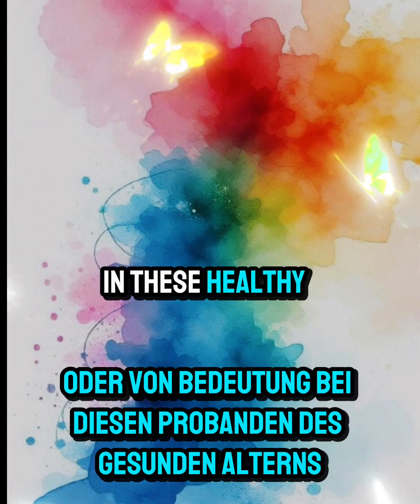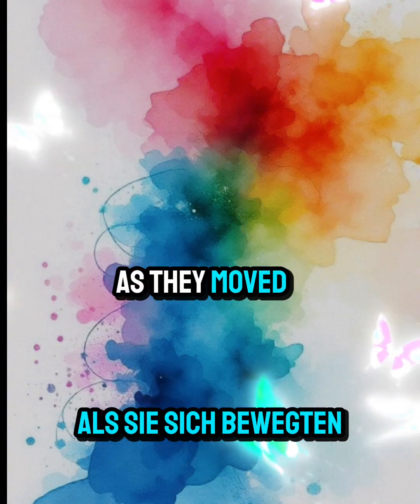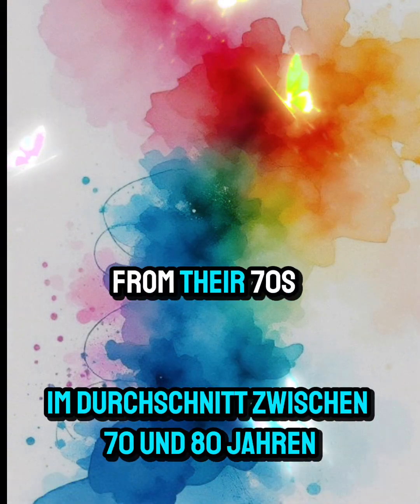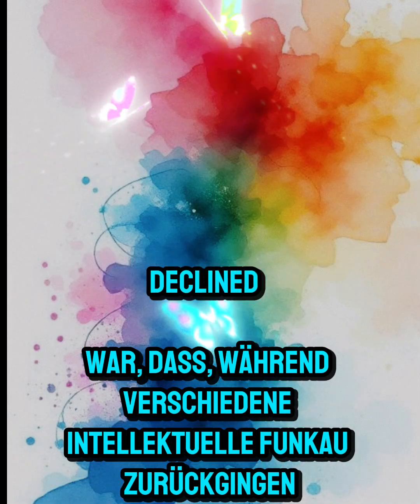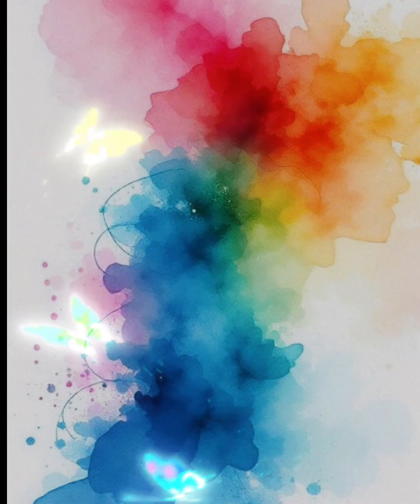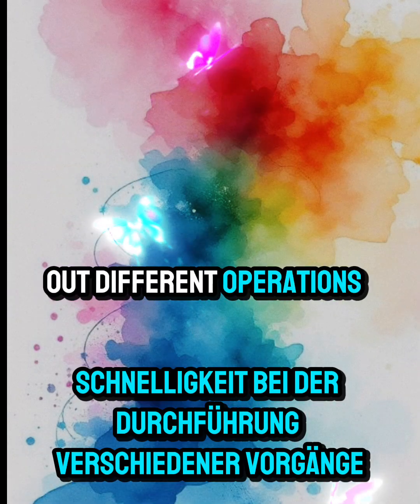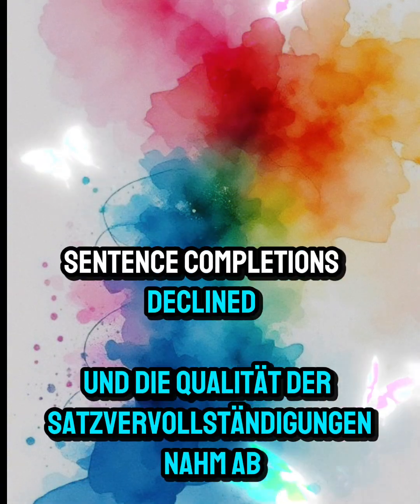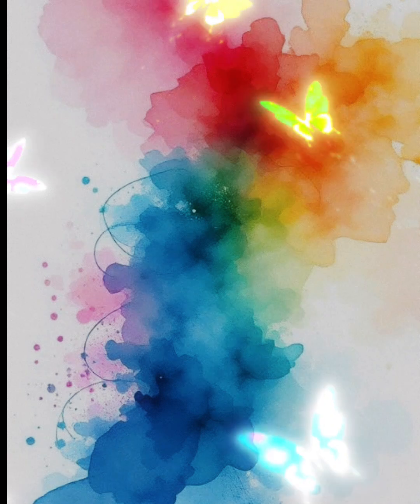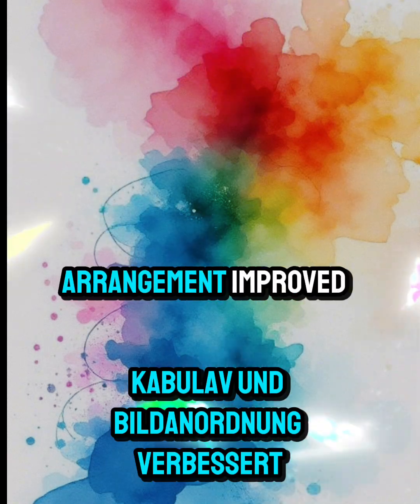Of note in these healthy aging subjects, as they moved on the average from their 70s to their 80s, was that while various intellectual functions declined, others improved. Speed in carrying out different operations, quality of draw a person, and quality of sentence completions declined. On the other hand, vocabulary and picture arrangement improved.